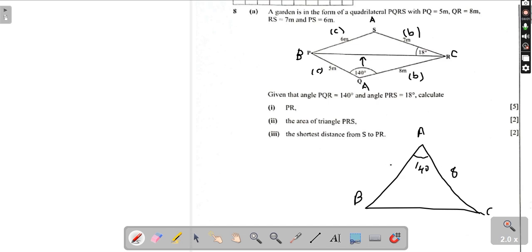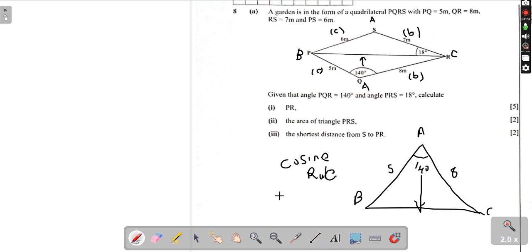and here we've been given sides 8 and 5. If you have such a setup, an angle here, and you're told to find the line below it, you should always use the cosine rule.